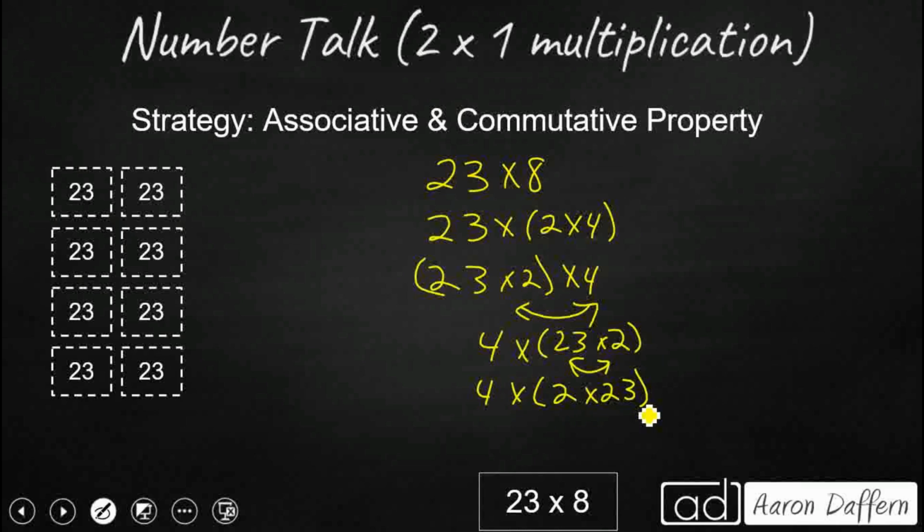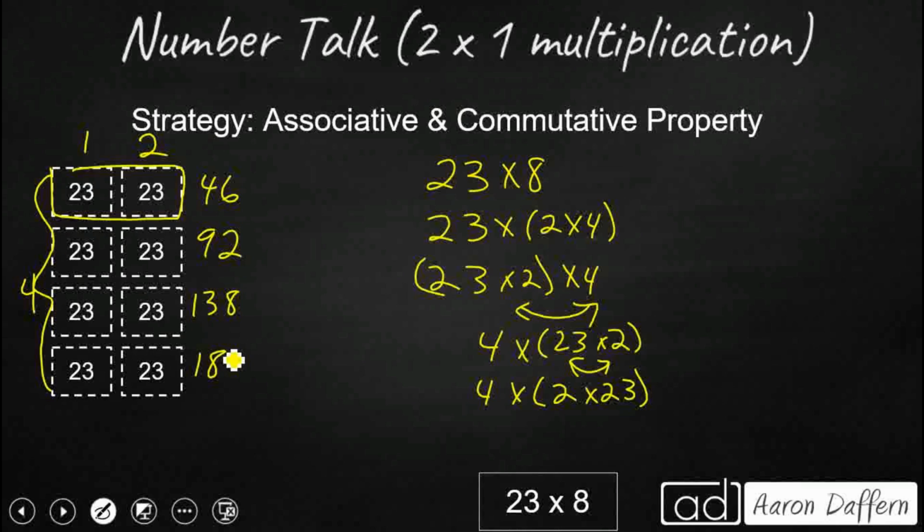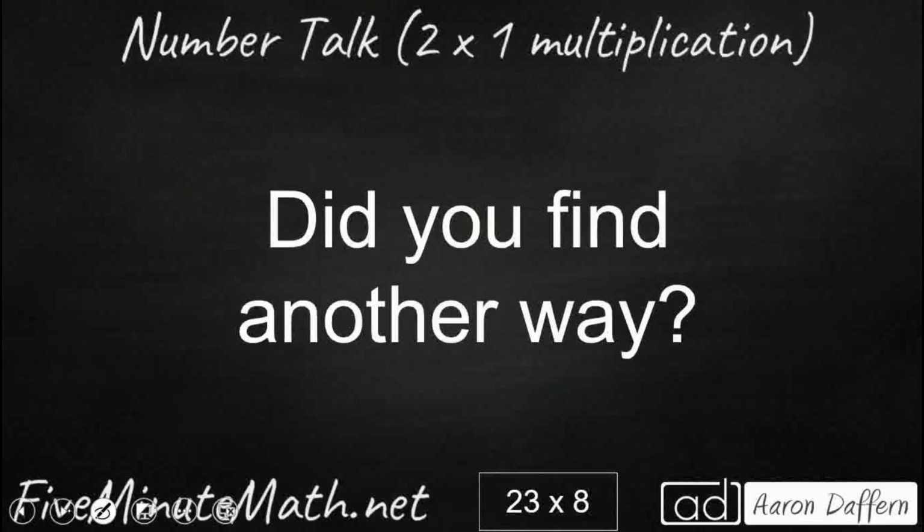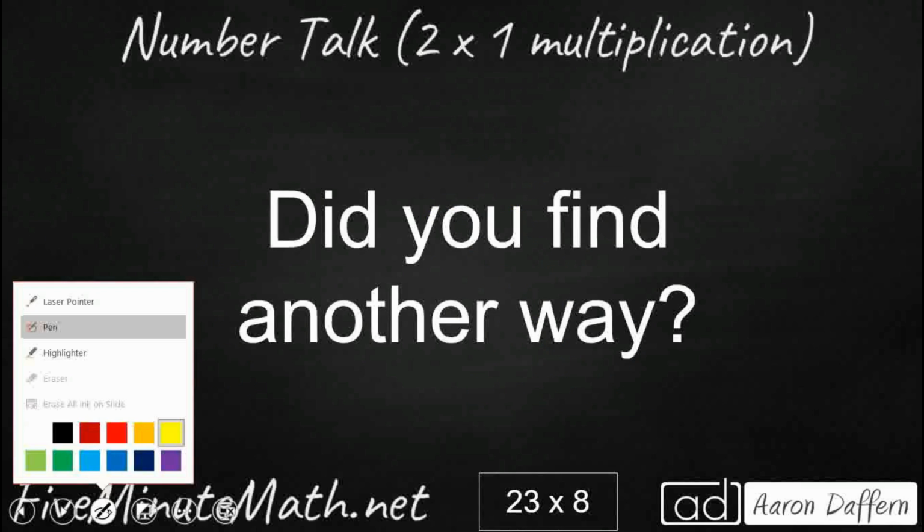This just lets me skip count by a different number. I've got 2 groups of 23. So that's going to be 46. And that lets me skip count. I've got 4 of these. So that's going to be 46, 92, 138, and then 184. So this is our number talk for 23 times 8.